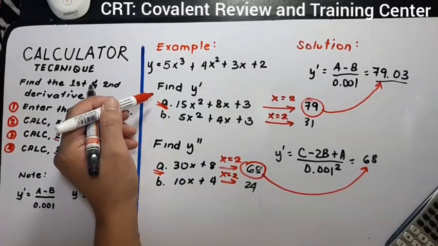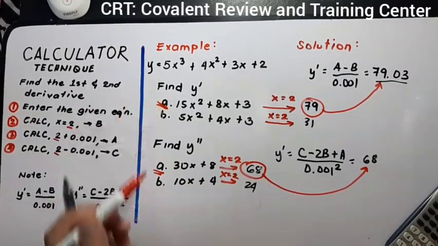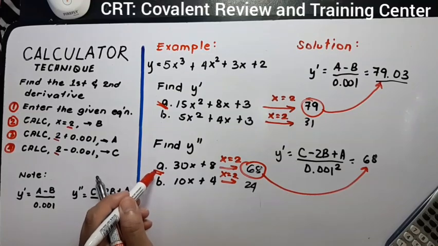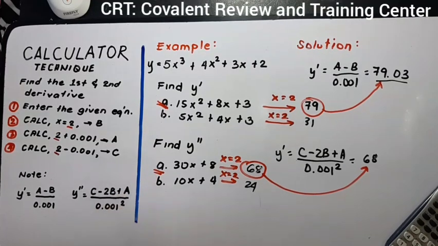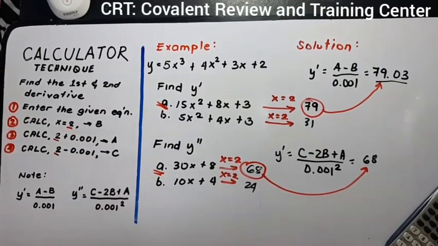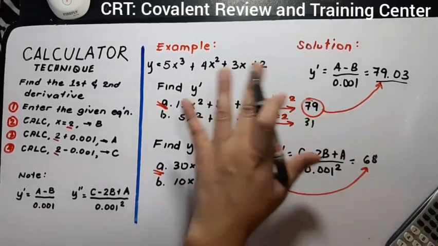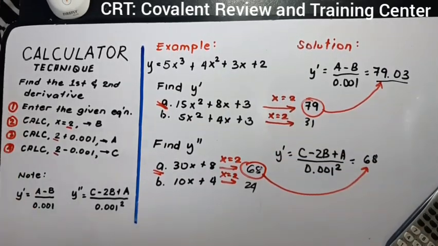So our answer in first derivative, letter A. Our answer in second derivative is letter A. So this is the first example for this calculator technique.